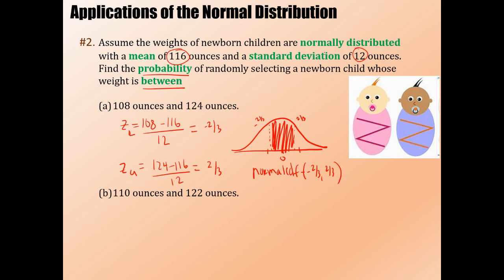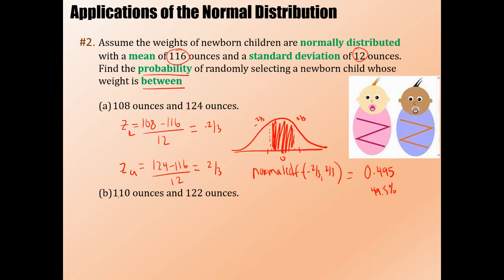I don't need to worry about the mean and the standard deviation. The mean is 0 because I'm finding the z-scores, and the standard deviation is 1. So I can go ahead to normal CDF, negative 2/3, comma 2/3, enter. And I get, it's almost 50%, right? So what's the probability of selecting a newborn between those? I got 0.495, right? 49.5%.